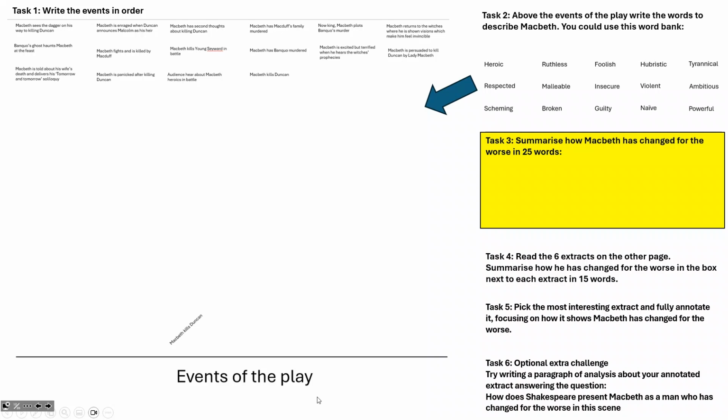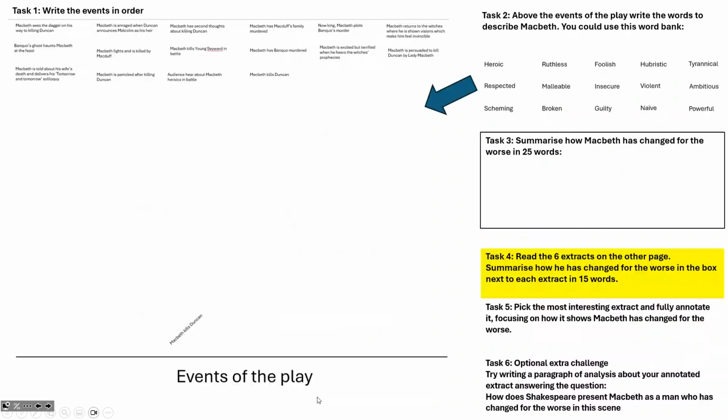You've now got the answer to how he's changed for the worse. But I asked you also to look at extracts. The question's going to be about extracts. So let's have a look at 6 extracts using this. Task 4, read the 6 extracts on the other page. Summarize how he's changed for the worse in the box next to each extract in 15 words.